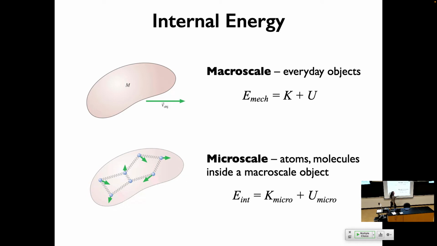So that's what we mean by the microscopic kinetic energy. The microscopic potential energy could be like the atomic bonds. And whenever you do a problem, you're not talking about each individual molecule. That would be insane. So we just call that all internal energy, and it encompasses all of the kinetic and potential energy on the microscopic level, okay?